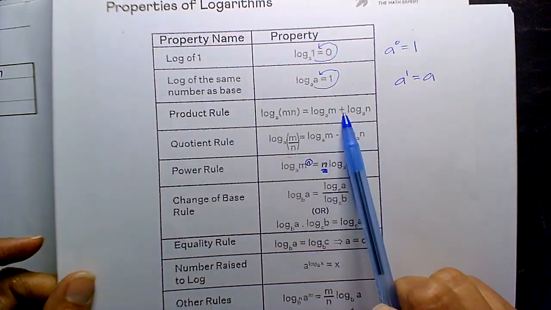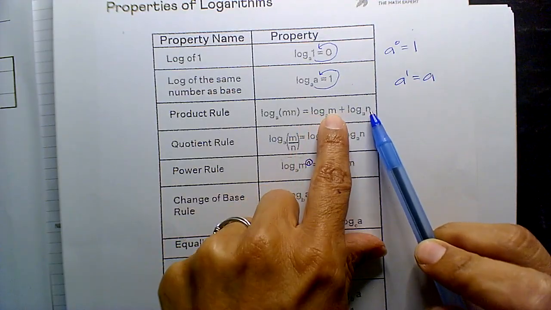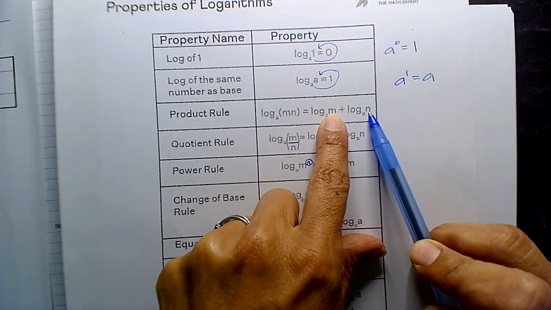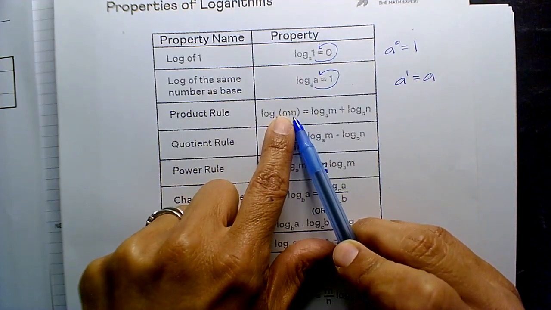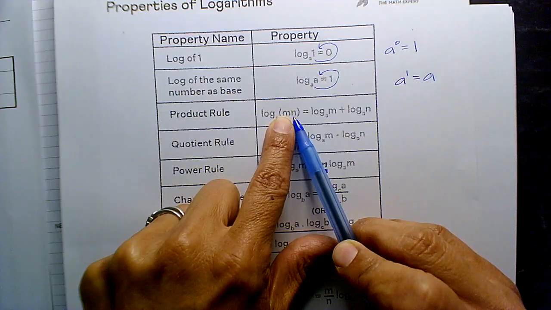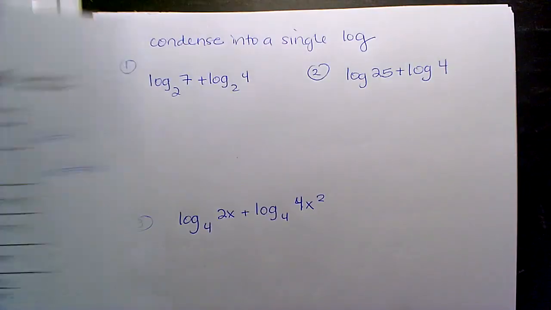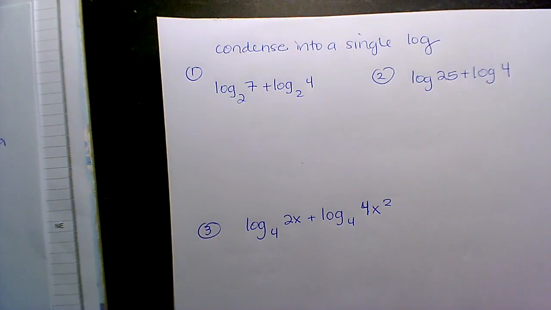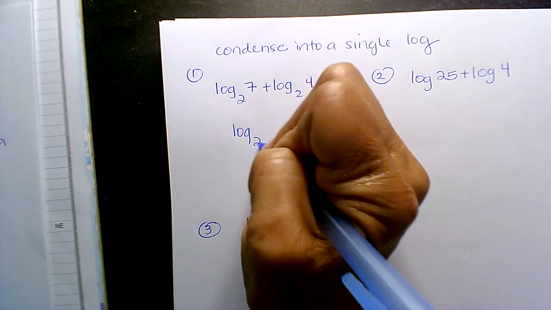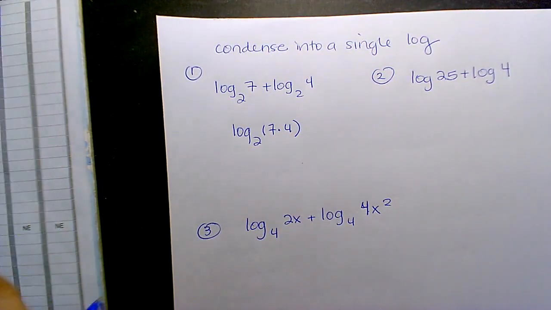The product rule says if you have two logs and they have the same base, look what happens, m plus n. M plus n, they get condensed. Addition is multiplication. They get written side by side. So 2 separate terms become 1 term. So here I have addition. That is multiplication. So log base 2, 7 times 4, and then it says simplify if possible.